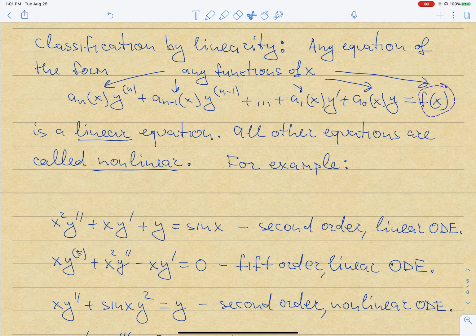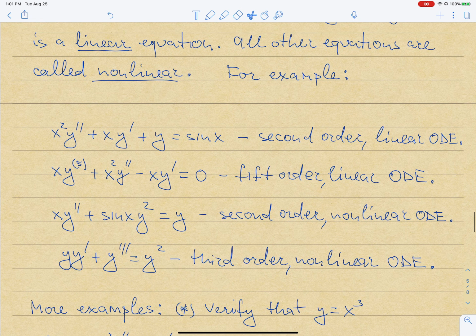Why linear? Because y and its derivatives appear in the equation in a linear way, right? So dependence on x can be very complicated, but dependence on y and its derivatives is always a linear function. So if an equation is in this form, then it's a linear equation. Any other equation is going to be called a nonlinear equation. So just giving you a few examples.